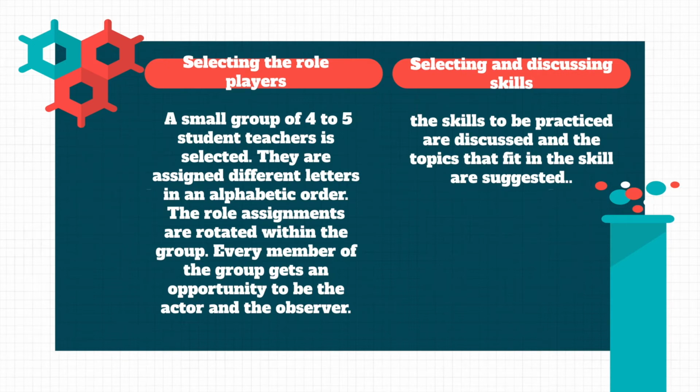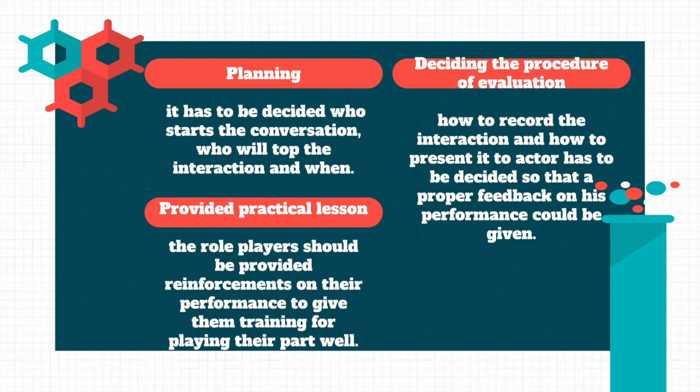Next is selecting and discussing skills. The skills to be practiced are discussed and the topics that fit the skills are suggested. Planning: it has to be decided who starts the conversation, who will stop the interaction, and when. Next is deciding the procedure of evaluation. How to record the interaction and how to present it to the actors has to be decided so that proper feedback on their performance can be given.